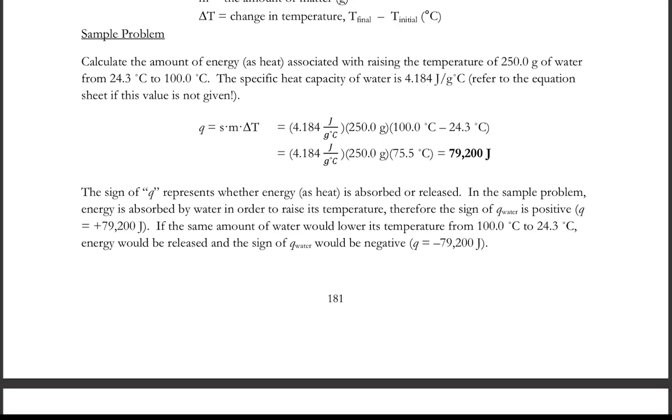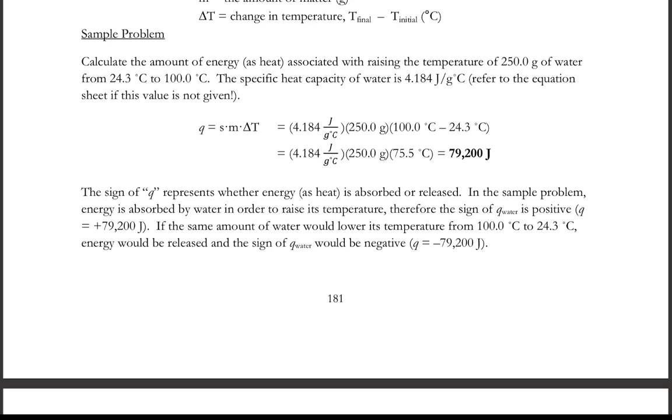We put the value of S in, 4.184 joules per gram degrees Celsius, multiply by the mass, 250 grams, and we multiply by the temperature change, final minus initial, 100.0 minus 24.3. After we have done the multiplication and canceled units of grams and degrees Celsius, we get the value 79,200 joules. That's then the energy that has gone to the system.